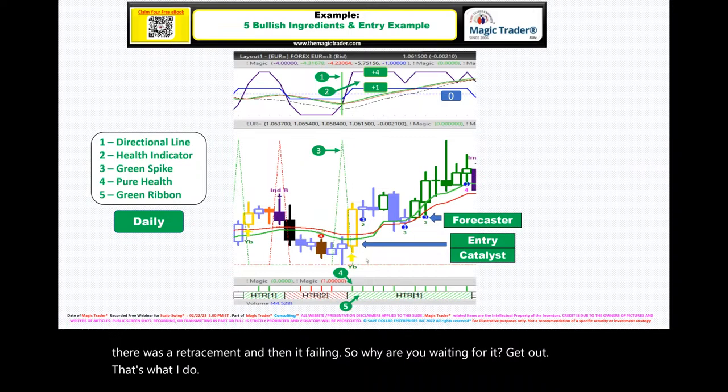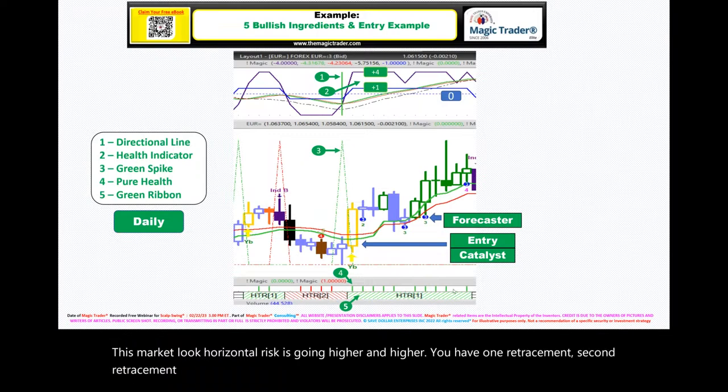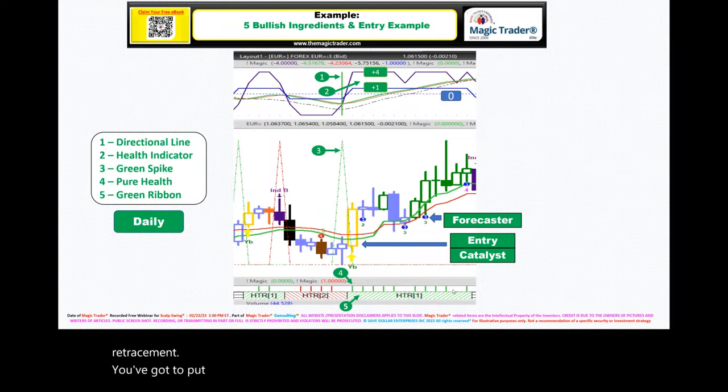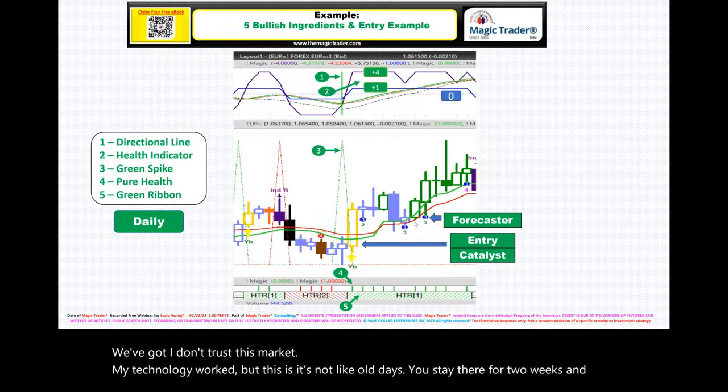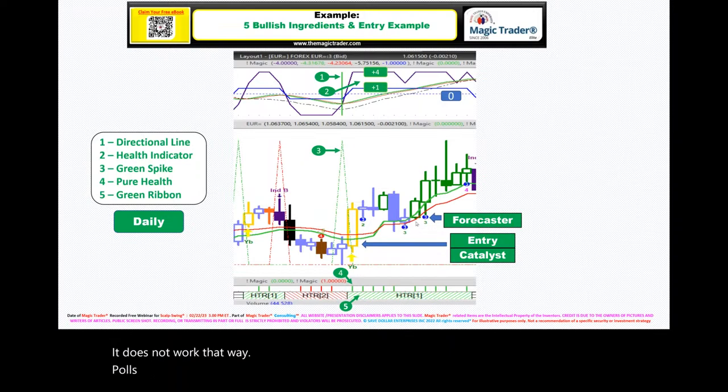In this market, look, horizontal risk is going higher and higher. You had one retracement, a second retracement, you got to put a tight stop if you don't want to get out. I get out because I don't trust this market. My technology works, but it's not like the old days. You stay there for 2 weeks and it keeps on going. It does not work that way. That era is over in the last year, definitely, yes.